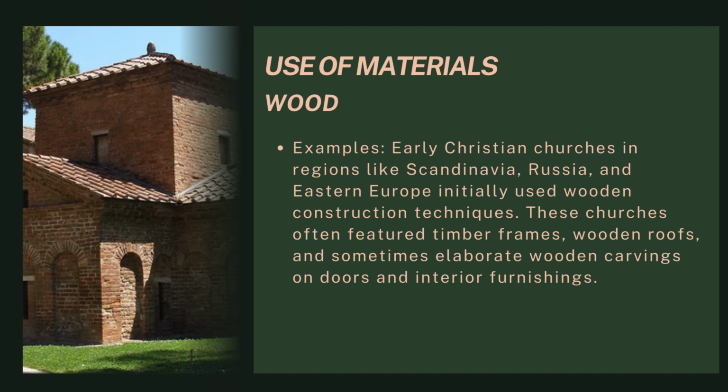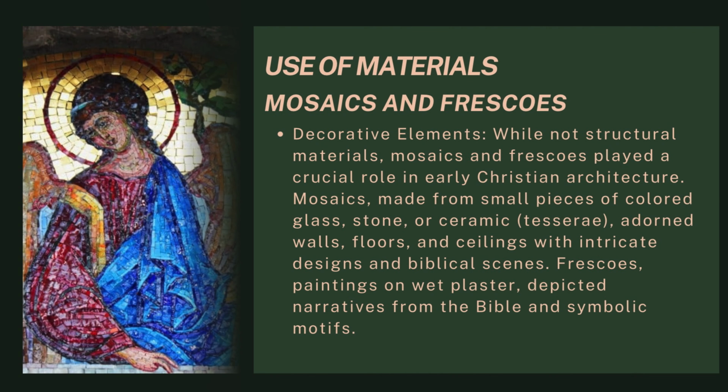Third one is the mosaics and frescoes. While not structural material, mosaic and frescoes played a crucial role in early Christian architecture. Mosaics made from small pieces of colored glass, stone, or ceramic adorned walls, floors, and ceilings with intricate design and biblical scenes. Frescoes, paintings on wet plaster, depicted narratives from the Bible and symbolic motifs.